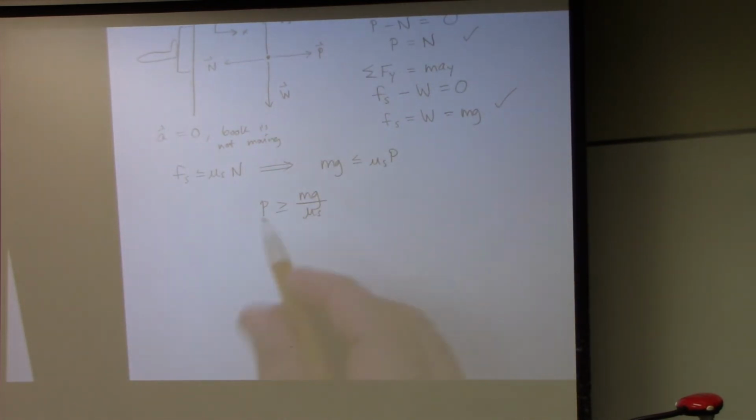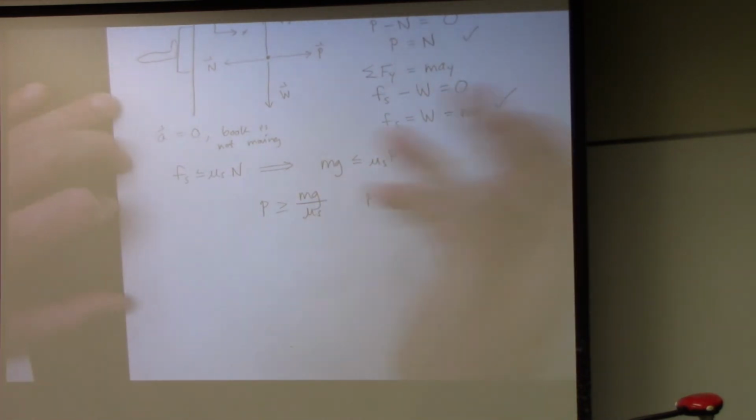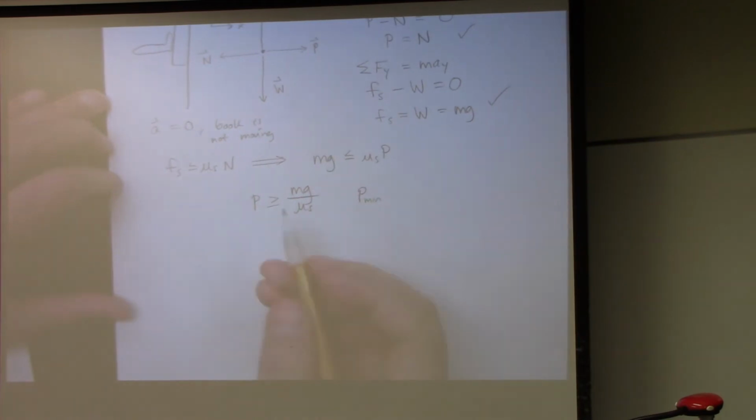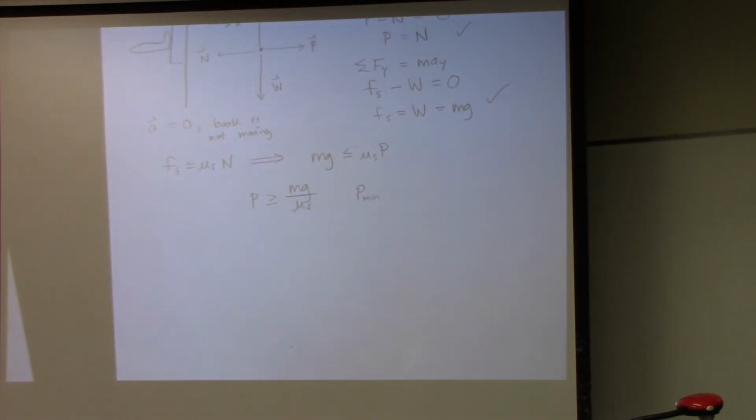And this is saying exactly what I mentioned earlier. In terms of how hard you have to push the book, there's a minimum value. If you're above that minimum value, it works. You can push as hard as you want, and it still holds it in place. But you can't push it too light, because it's going to slide down the wall. The minimum amount of force you need to apply is mg divided by μs. That's P min.